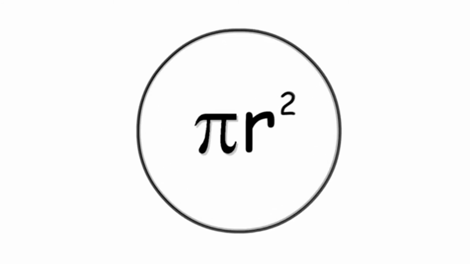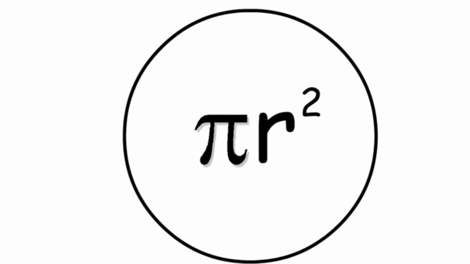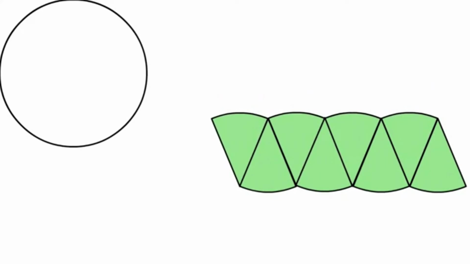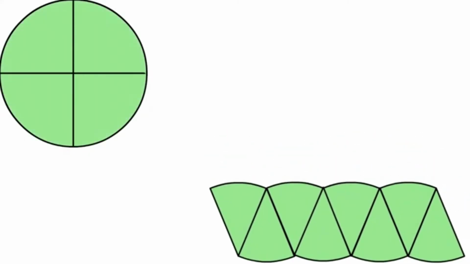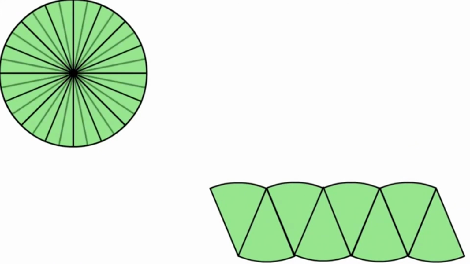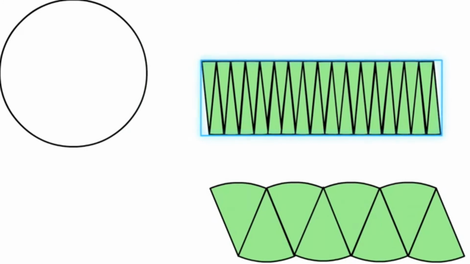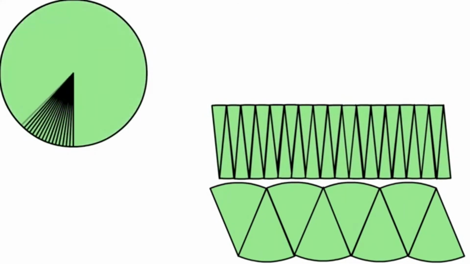Pi r squared gives you the area of a circle, but where does pi r squared come from? First, we'll draw a circle and fill in its area. Next, we will divide it into large equal parts and arrange them in a rectangular formation. As you can see, it barely resembles a rectangle. So next, we will divide the circle into small equal pieces, and we will arrange them in the same manner. You can see that it appears more like a rectangle.